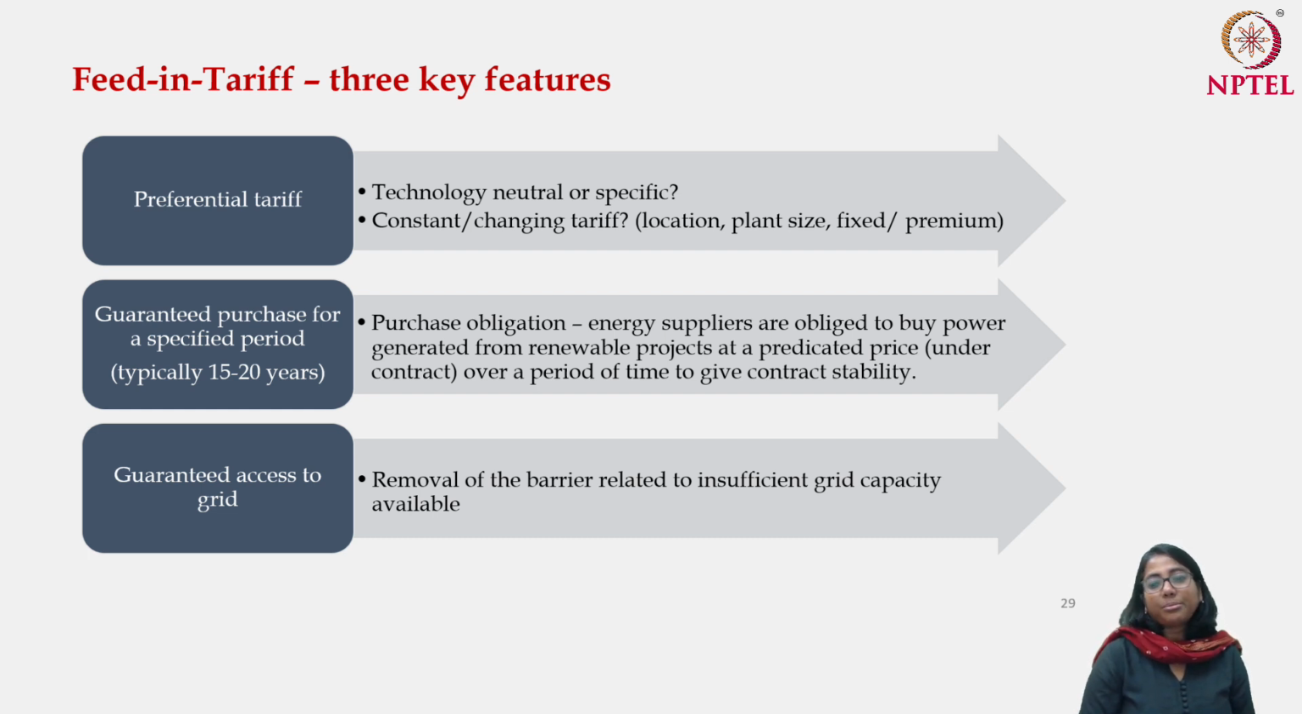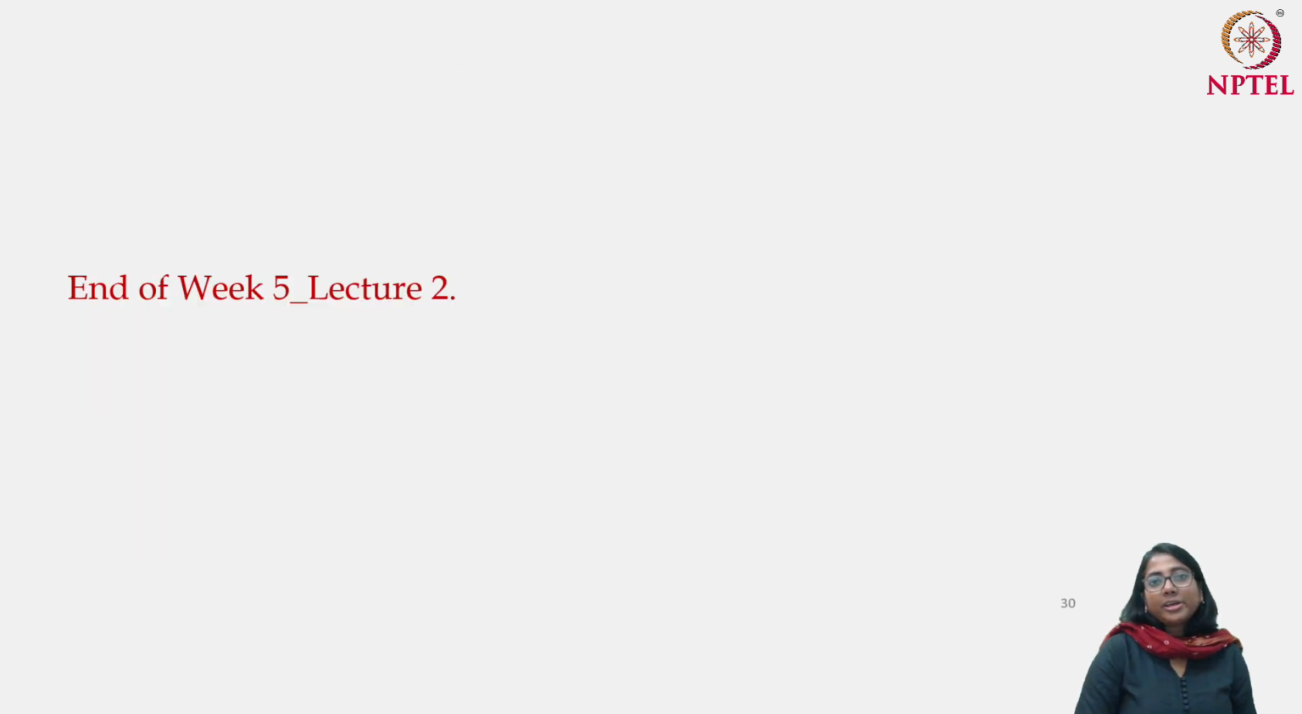So here the energy suppliers are obliged to buy the power generated from renewable projects over a period of time, not only for 1 year or 2 years, but maybe for 15-20 years, and the price is also fixed at the beginning. I mean, the price can't go down below that. The third one is the guaranteed access to grid. The feed-in tariff mechanism also takes into consideration the importance of removal of barriers related to insufficient grid capacity available. This is where we are going to stop, and I will see you in the next lecture.